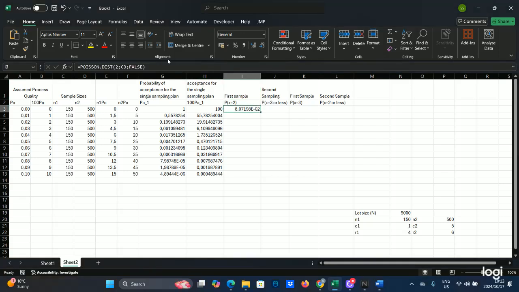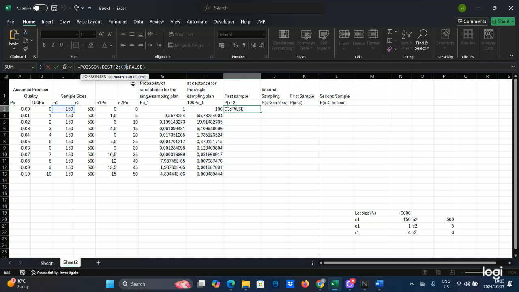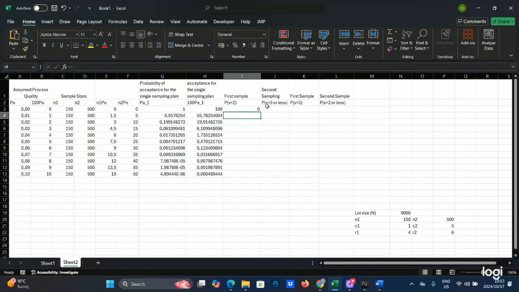Wait, let me just verify something. Oh, sorry. So here it's NPO1. It's not the sampling plan, right? Your mean is your NPO. So this is going to be your NPO1 for the first sampling plan, and then now you're going to drag.